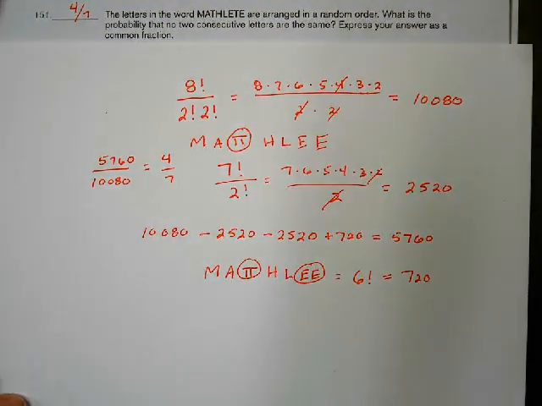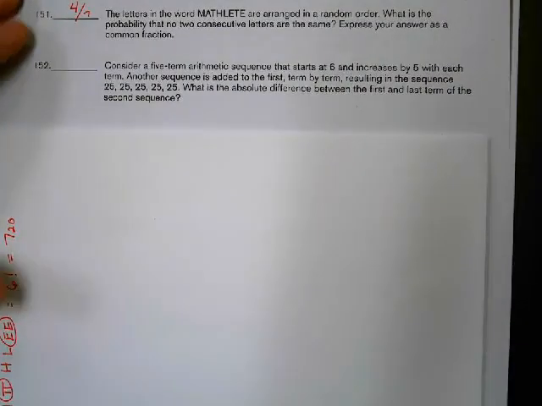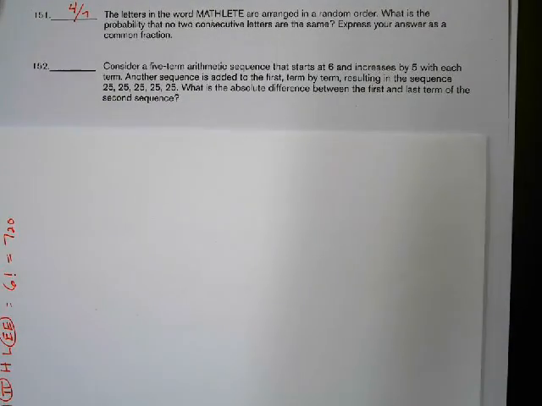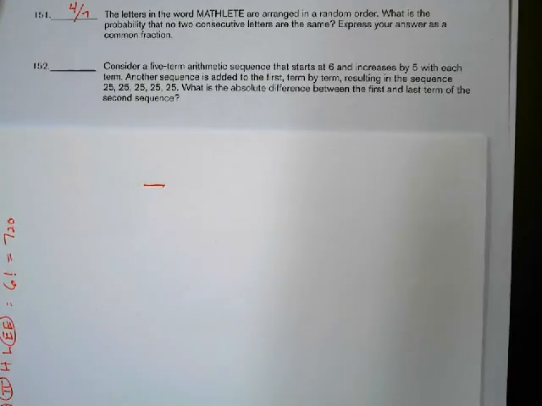All right, next one. Consider a 5-term arithmetic sequence that starts with 6 and increases by 5 with each term. Okay, so we got a 5-term sequence. I'll read it and then go over this. Another sequence is added to the first term by term, resulting in the sequence 25, 25, 25, 25, 25. What is the absolute difference between the first and last term of the second sequence?